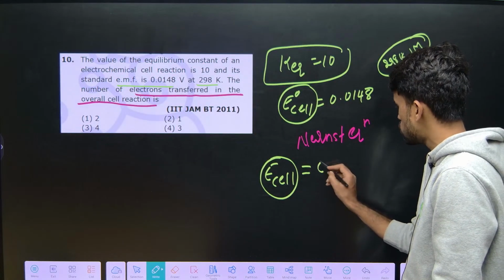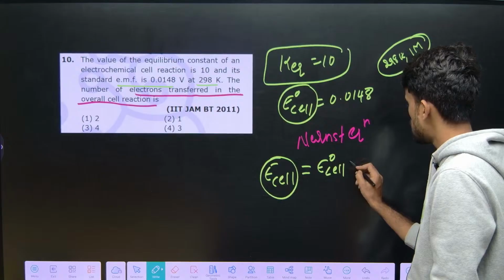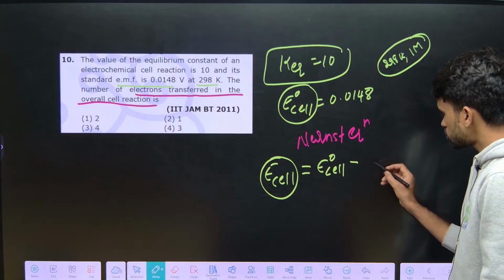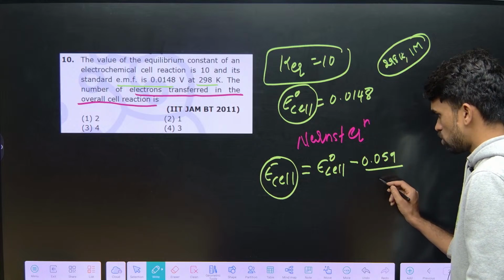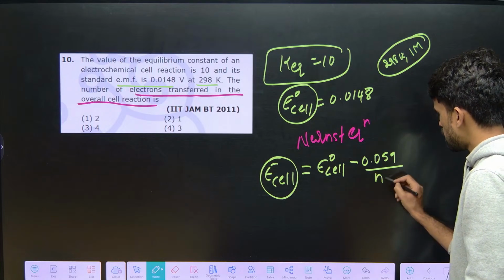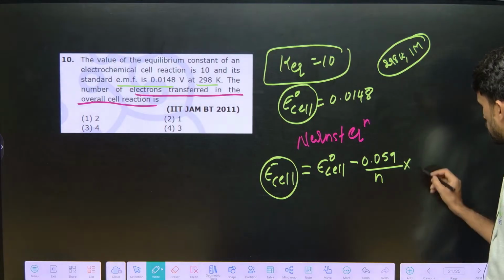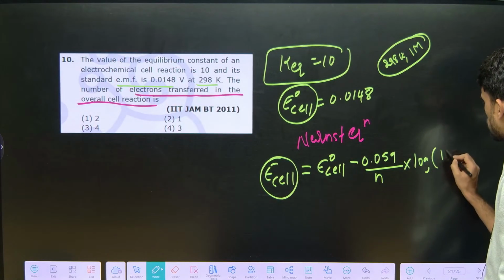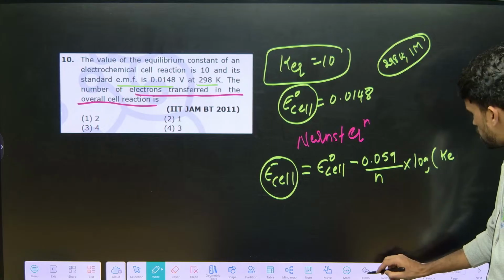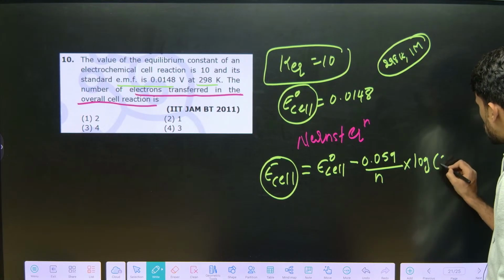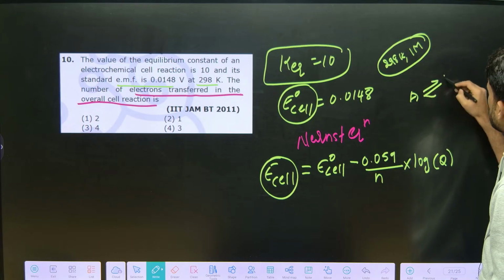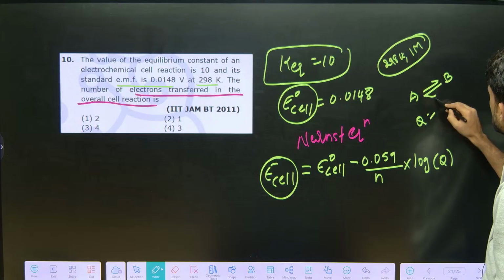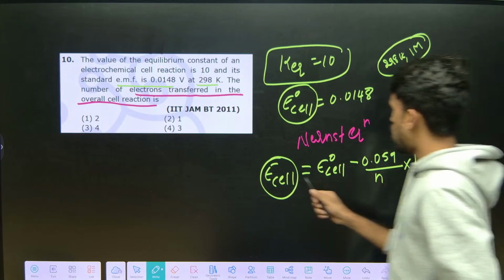E cell equals E naught cell minus 0.059 by n into log Q. Here I am writing Q instead of K equilibrium. So what is this Q? It's the reaction quotient. It means if A is giving rise to B, then Q is nothing but B by A. Okay. If I say this is an equilibrium reaction, see, how did we get this equation?